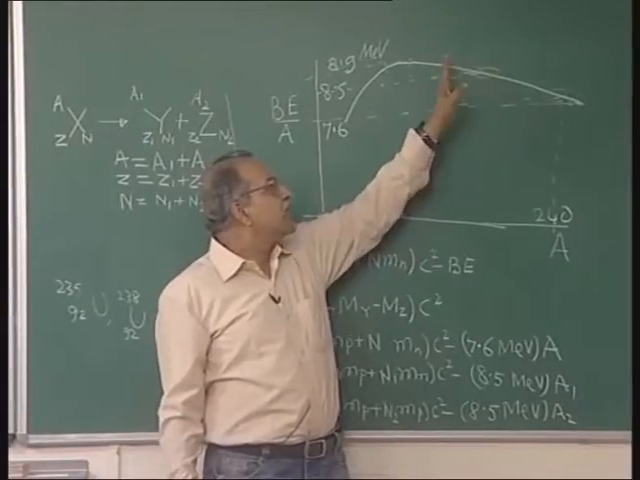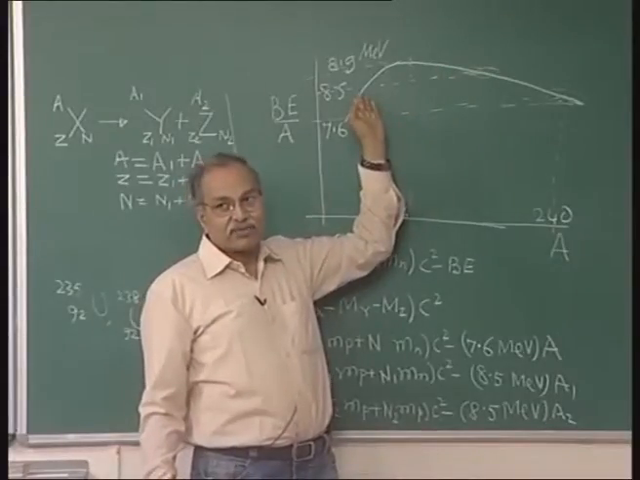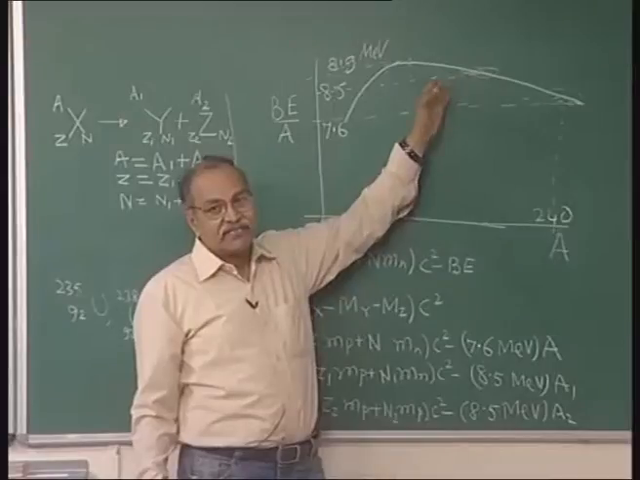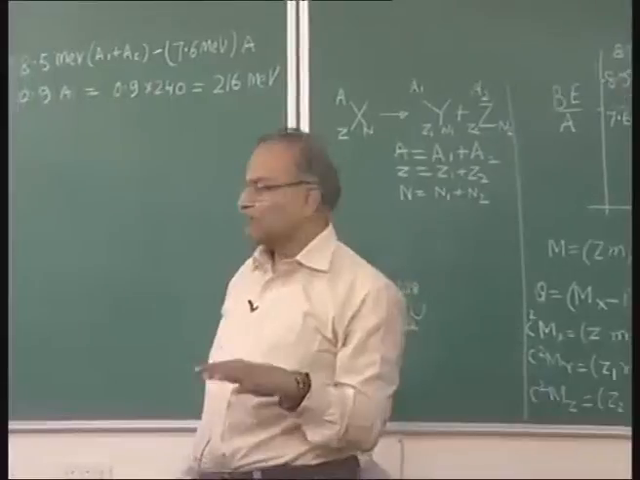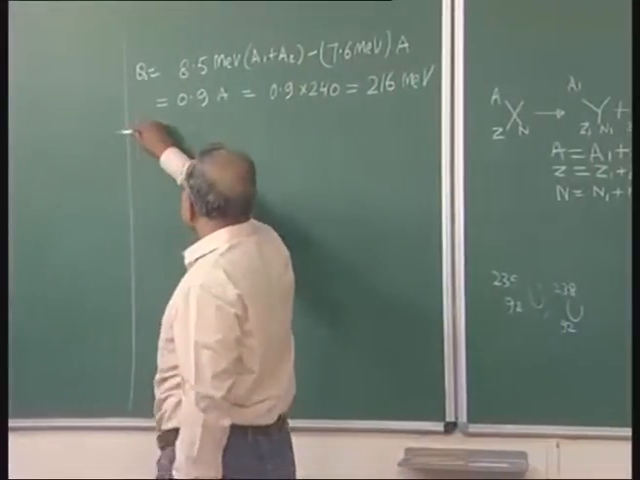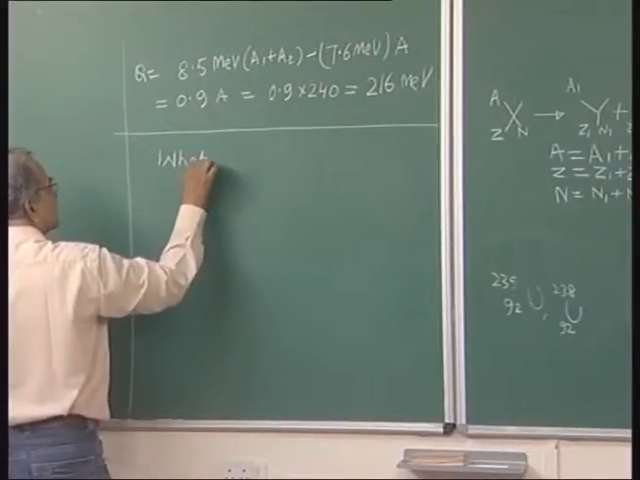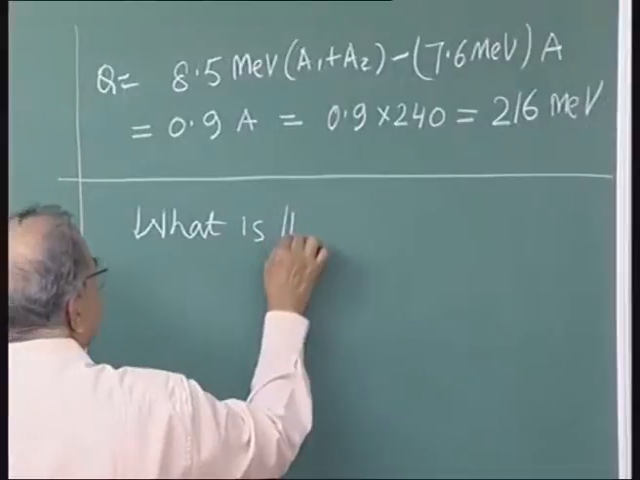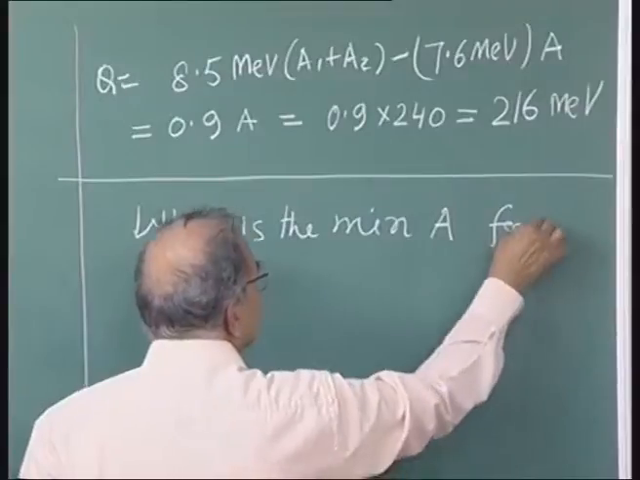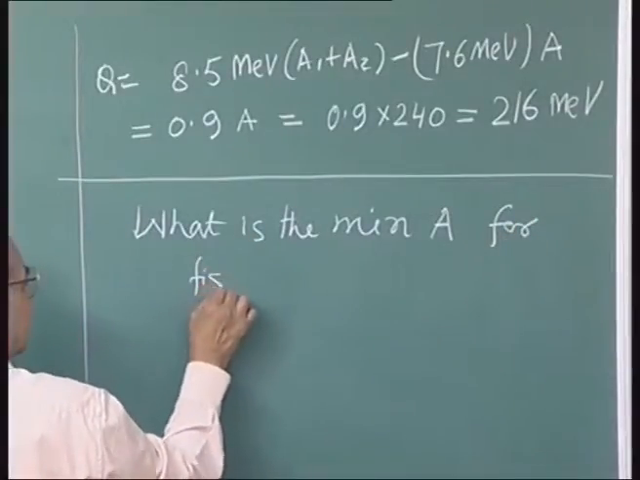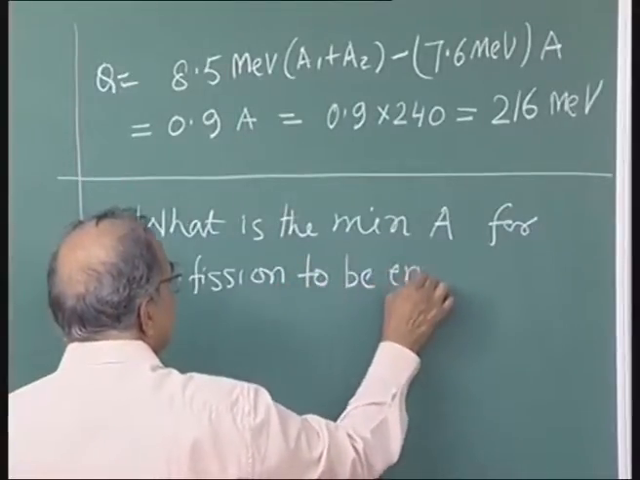But if I start with a nucleus here and the split parts go this side, then one has to see which rest mass is less and which rest mass is more. A simple calculation can be made using the semi empirical mass formula. So, the question is, what is the minimum A for this fission reaction to be energetically possible?